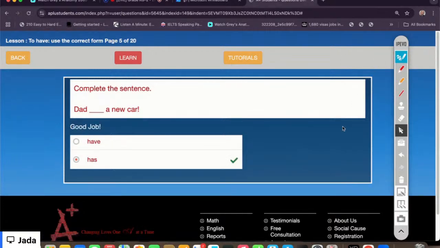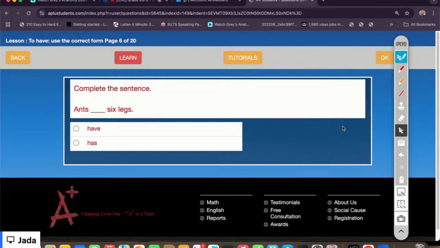Okay. Alright, so that's it for this lesson to have used the correct form. If you haven't done this before, you have to make sure that you complete this later. Okay? Before we finish, can you tell me if you have any questions?